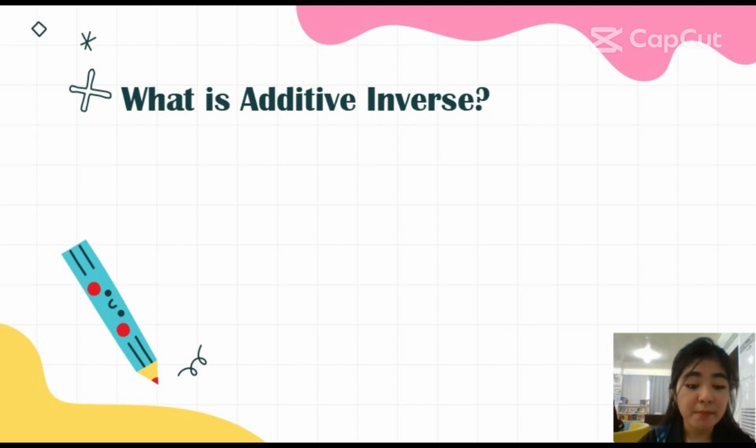Additive inverse, a number that when added to a given number sums 0. Example, the additive inverse of 6 is negative 6. So, the opposite of a number is its additive inverse. It is any number that added to the original number gives the result as 0. In additive inverse, 0 is the rational number which is equal to its additive inverse.